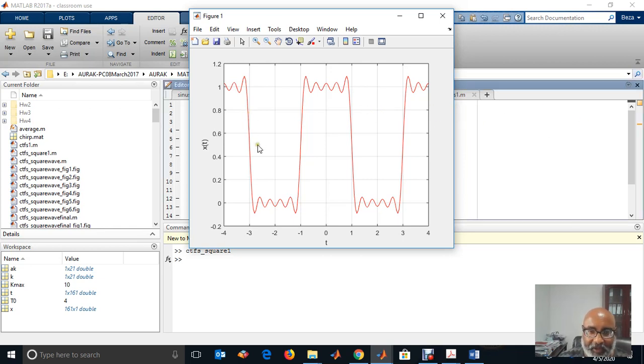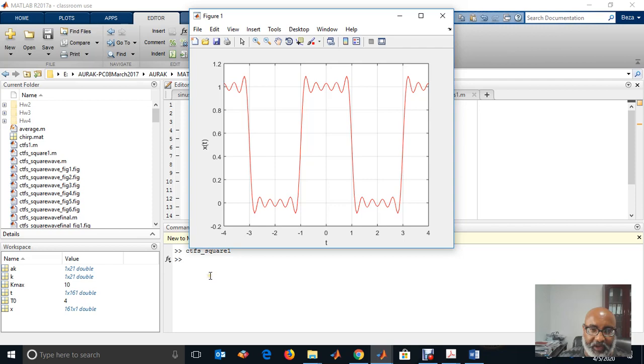Now this is for K max 10. So if I increase K max, as you see, there is some ringing here. Why? Because I have finite values of K's. Because originally we defined it from -infinity to infinity. However, here in the computer, when we try to implement, we used finite values of K. So this is for K max 10.